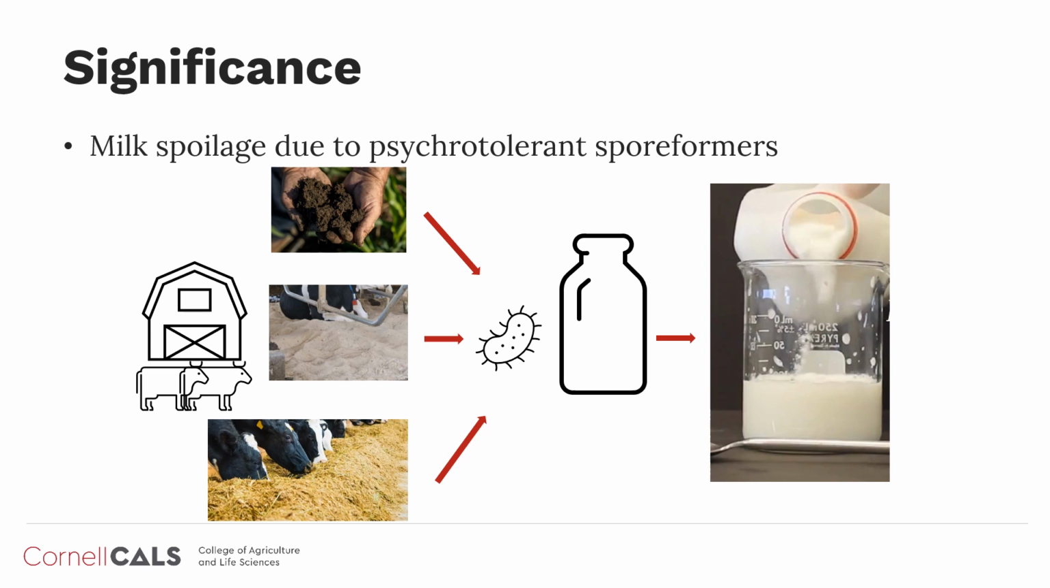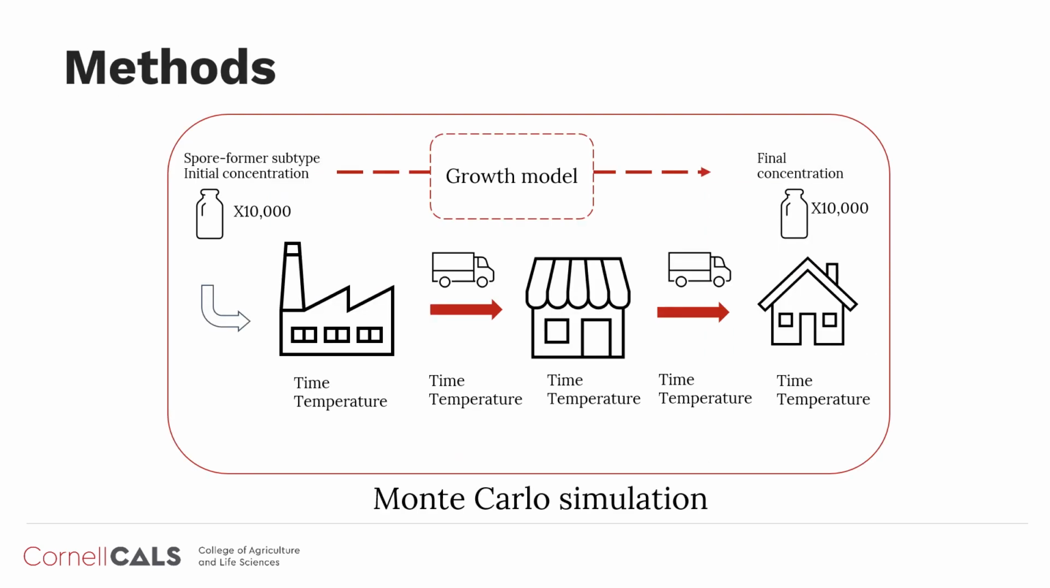Once they enter the raw milk, they can survive pasteurization and outgrow in the milk once the environment becomes favorable. Their outgrowth can lead to defects such as coagulation in the fluid milk, thus making the milk undesirable for consumers. In this app, we're trying to predict the concentration of psychrotolerant spore formers in each milk container at the end of shelf life. We can do so by using this Monte Carlo simulation.